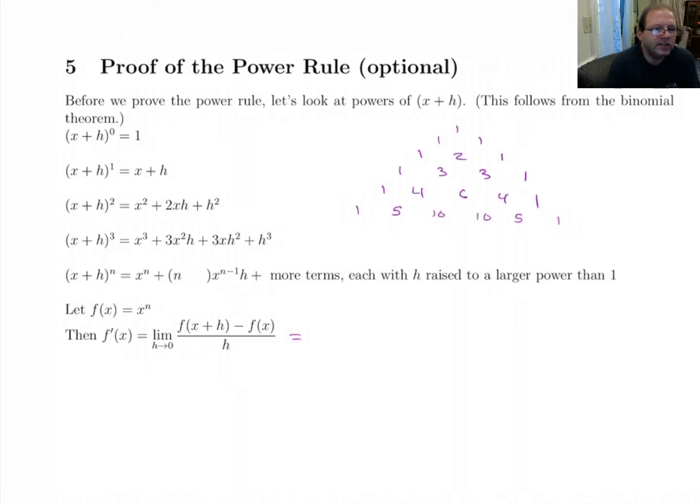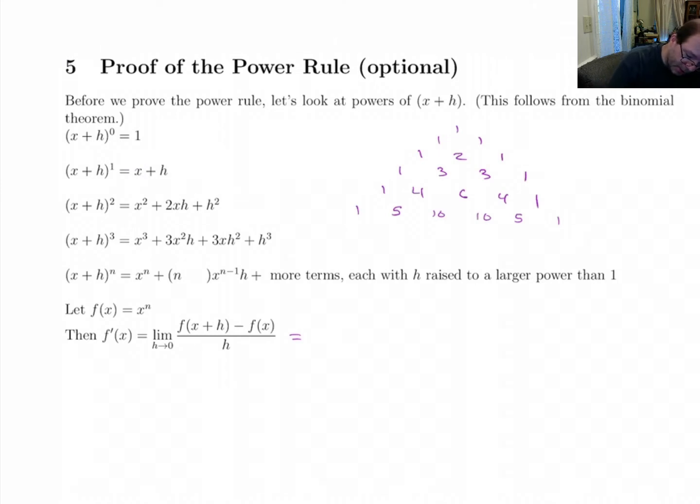All right, this is the last part for this section of the chapter, and it's an optional bit. It's just the proof of why the power rule works. Before we prove this, I want to review what x plus h raised to various powers is. Of course, anything raised to the 0 power is 1. x plus h to the first power is x plus h.